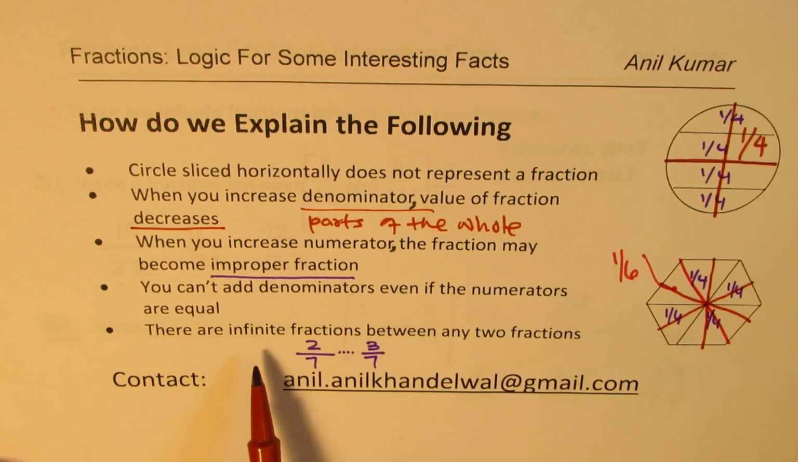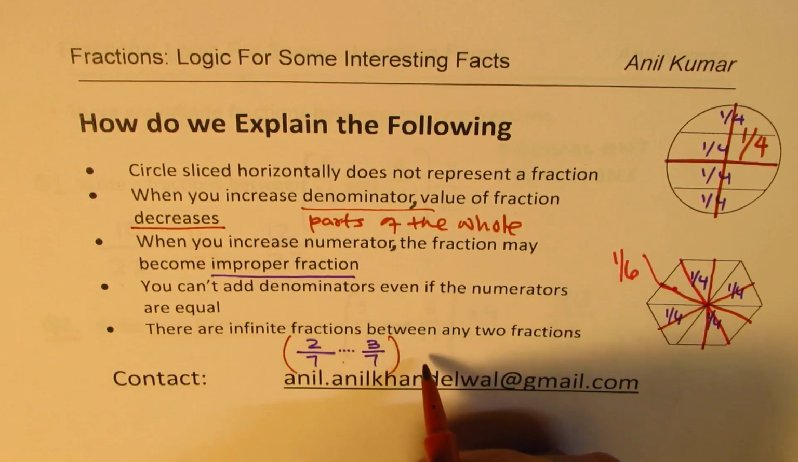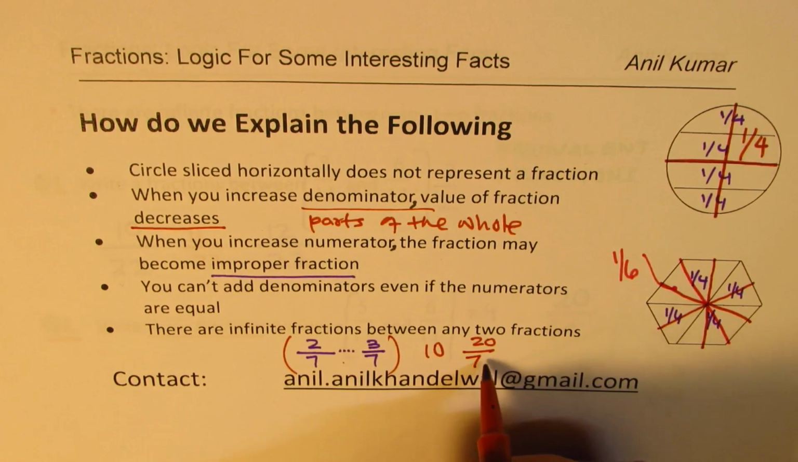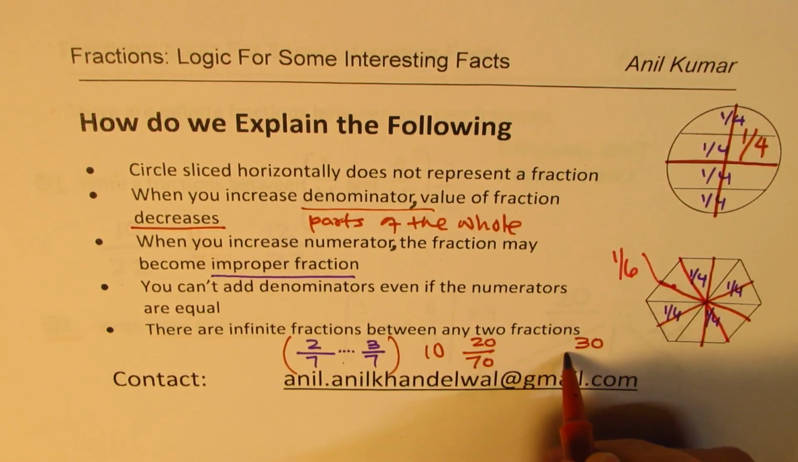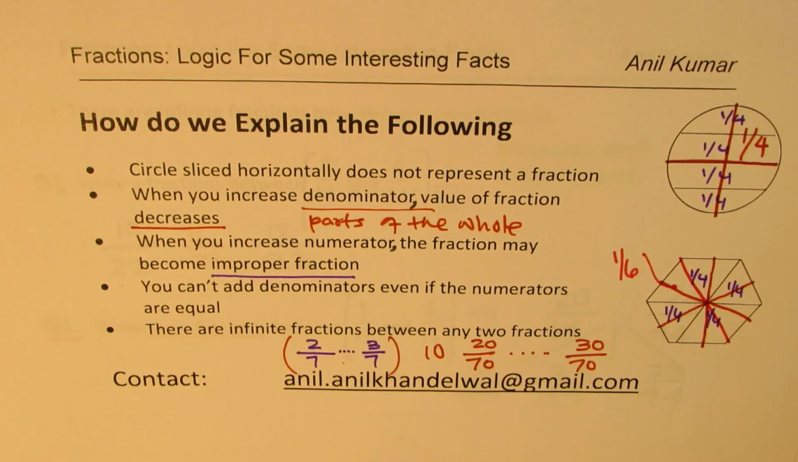And then we found that with the help of equivalent fractions, we can insert as many fractions as you want. Perfect? If I multiply these by 10, so we get what? We get 20 over 70 and 30 over 70. You know, now we can have 9 fractions in between. So there is no limit. If I multiply by 100, then 99 fractions can be inserted. So that is how we work with fractions, and I hope these facts are absolutely clear.